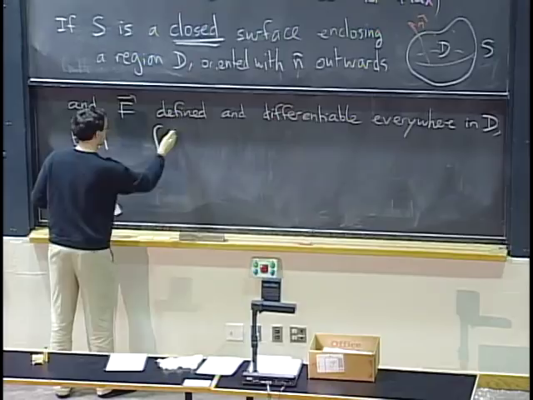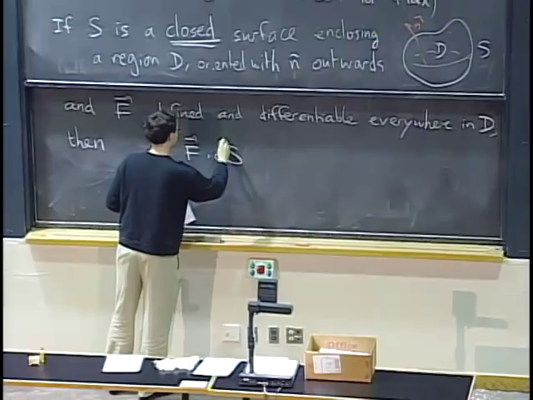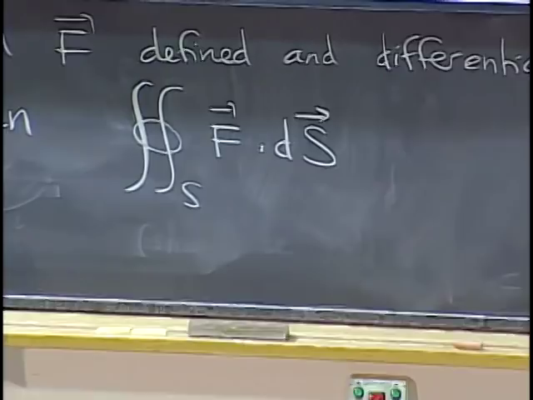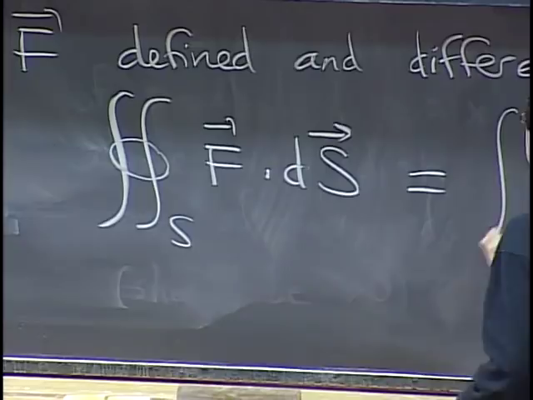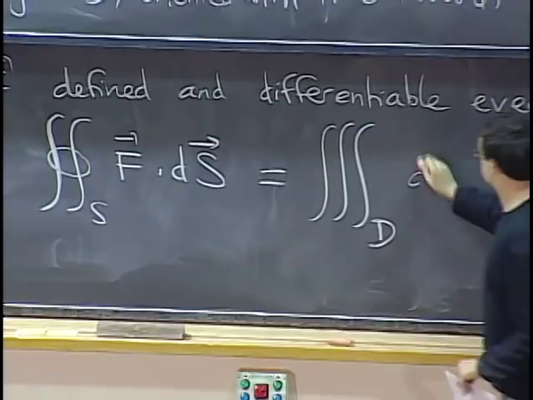I don't have to actually compute the flux integral, the double integral of F dot n dS over a closed surface S. I'm going to put a circle just to remind you it's got to be a closed surface. Okay, that's just notation to remind us, closed surface. I can replace that by the triple integral over the region inside of divergence of F dV.